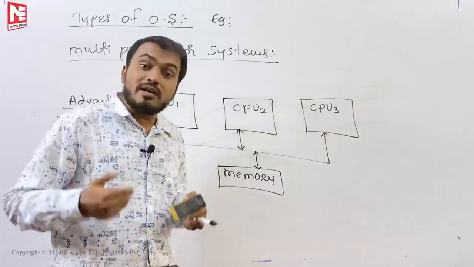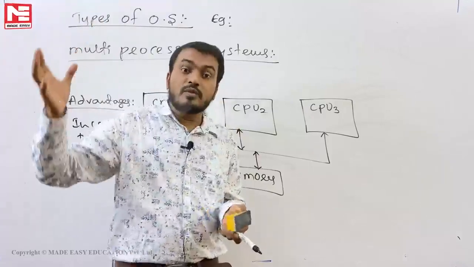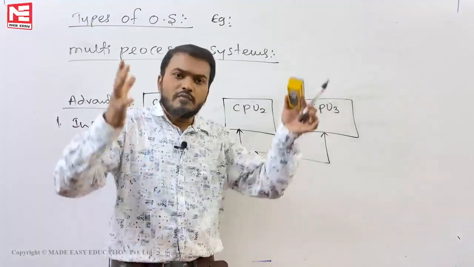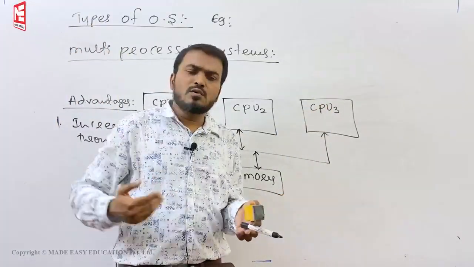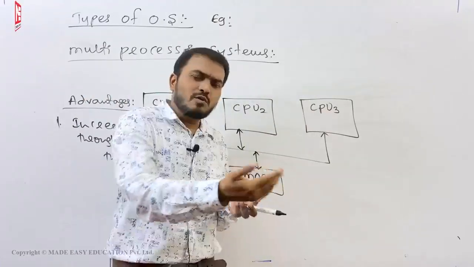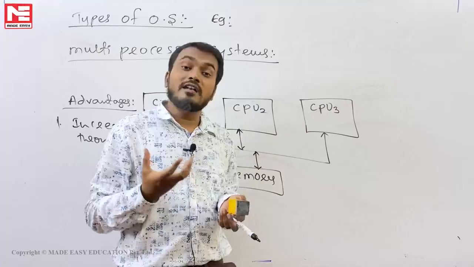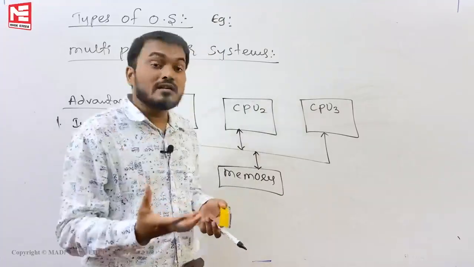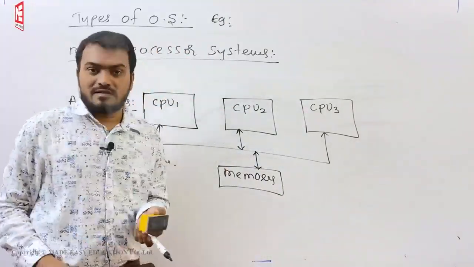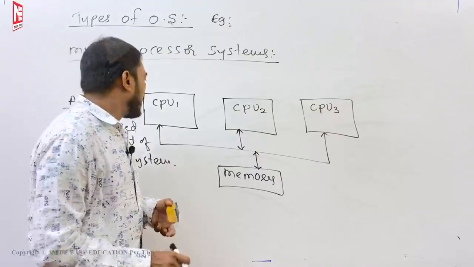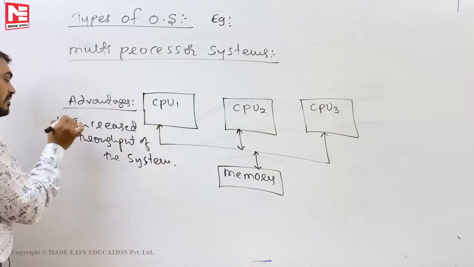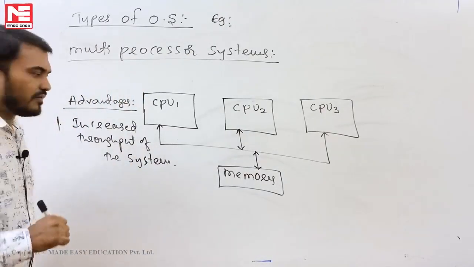Like you can take our Aadhaar card. Around 130 crore people have Aadhaar cards. They have a very big database server, right? So much data is stored there, so much fetching is happening, and so many programs are running. So they require high level throughput. In that case, they use a multiprocessor system. Is that clear? So I am repeating, the first major advantage is increased throughput of the system.